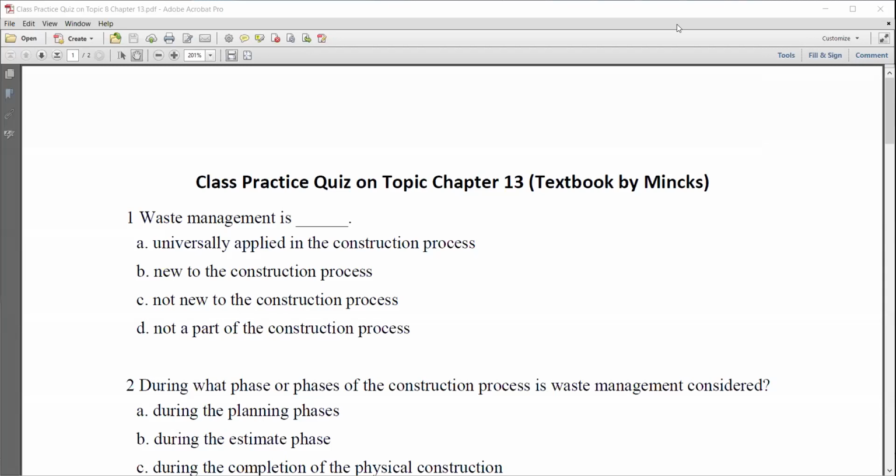Yes. Okay, so we will be doing some of these multiple choice questions. First of all, the first question is: waste management is, and then we have four choices: universally applied in construction process, new to the construction process, not new to the construction process, not a part of the construction process.